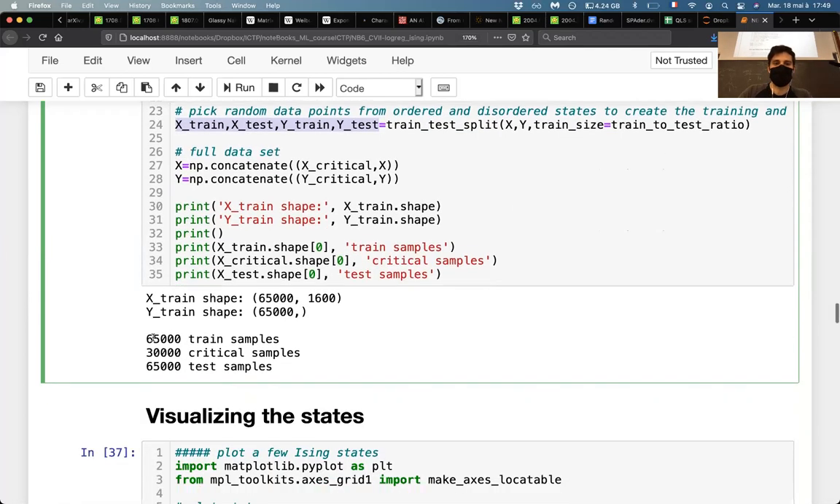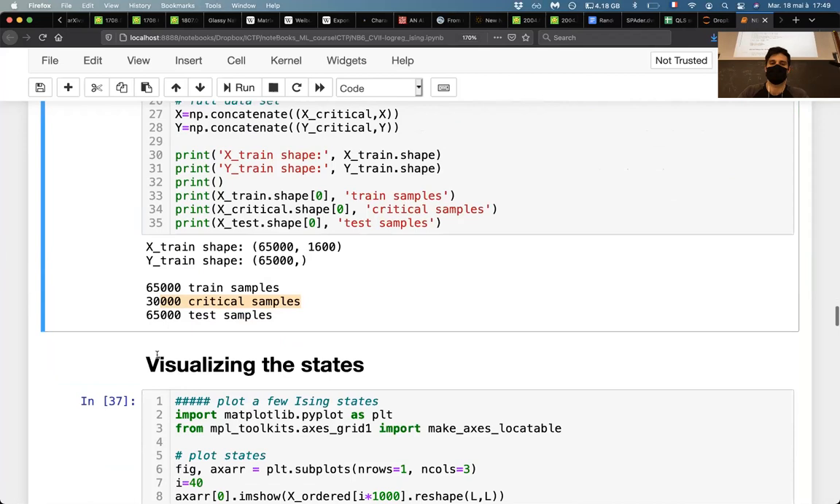All right, so we have 25,000 training samples, 25,000 test samples, and we have 30,000 samples that are too close to the phase transition temperature to be labeled in a clear, definite way. So we just don't use them for the training. We call them critical samples.